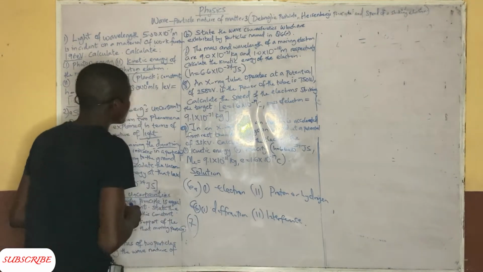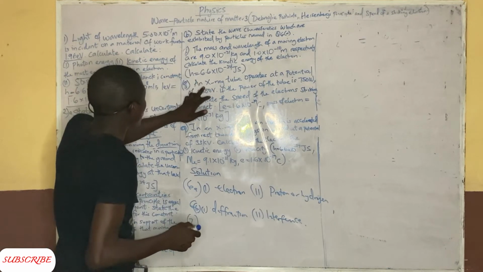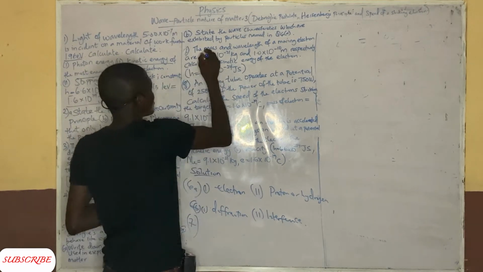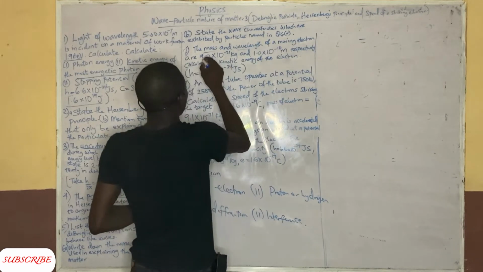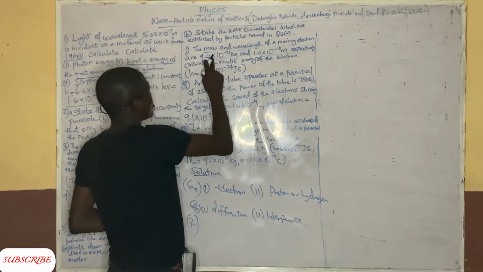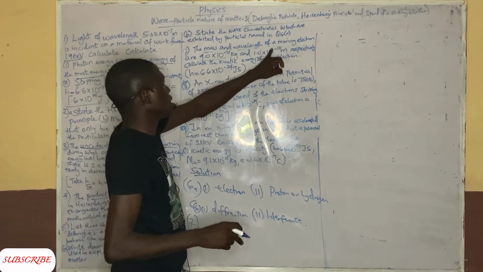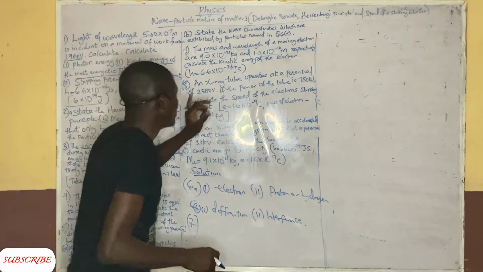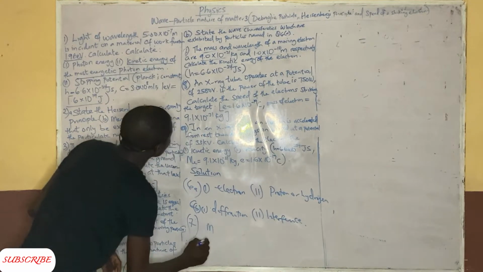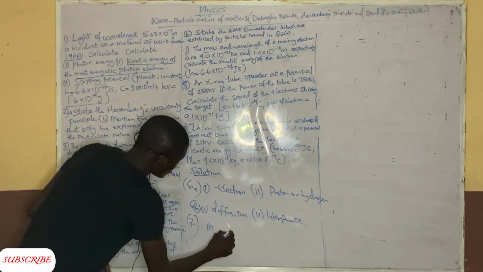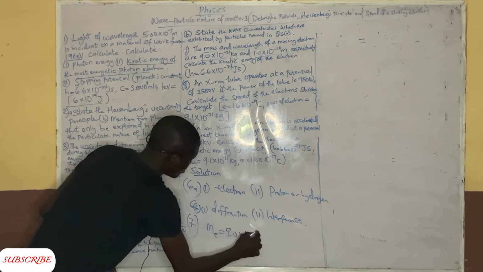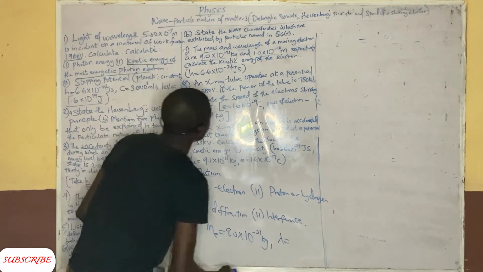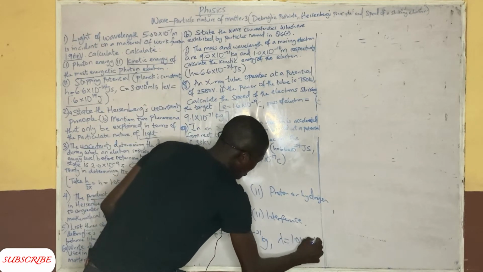So question number 7 now says that the mass and the wavelength of a moving electron are 9.0 times 10 to the power minus 31 kilogram and 1.0 times 10 to the power minus 10 meter respectively. Calculate the kinetic energy of the electron. The mass of the moving electron is 9.0 times 10 to the power minus 31 kilogram, and the wavelength is given as 1.0 times 10 to the power minus 10 meter.